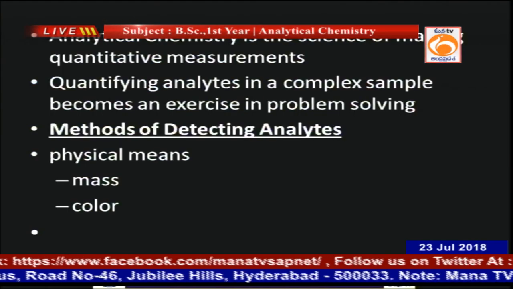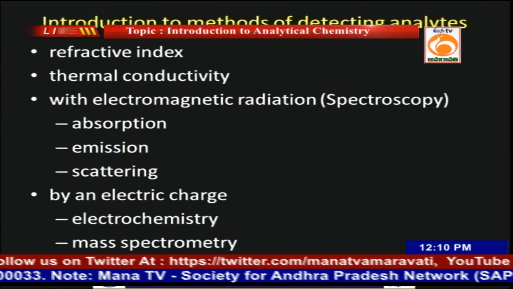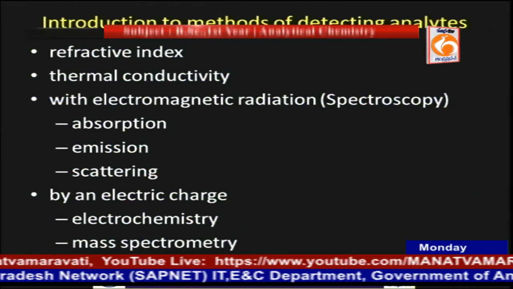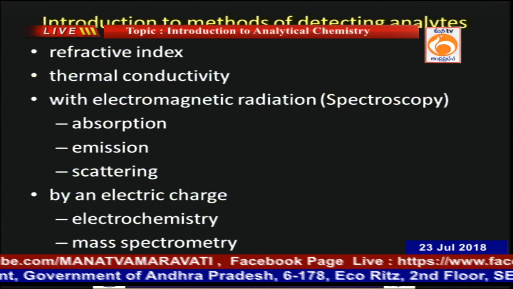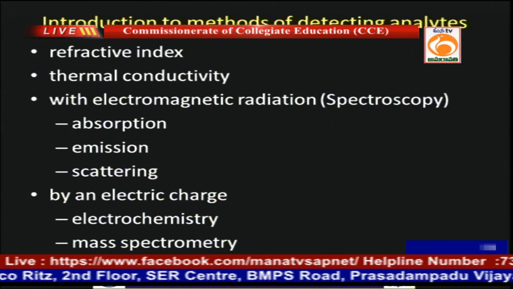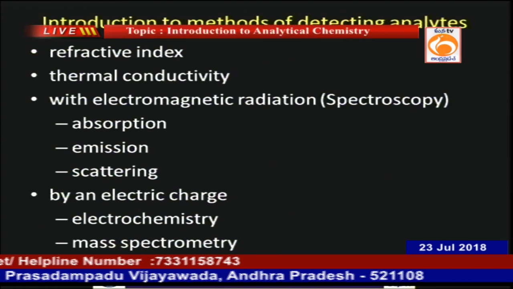So for methods of detecting analytes, you can look at physical parameters like mass, color, refractive index and thermal conductivity. Spectroscopy, I am sure you will be exposed to this year in the B.Sc. You will be looking at spectroscopy aspects: absorption, emission, scattering. In spectroscopy, you can also consider atomic absorption spectroscopy. I will try to explain one or two instruments in the 15 minutes, how best we can do some of the analysis there. And you should also look at electronic charge, electrochemistry, and mass spectrometry.